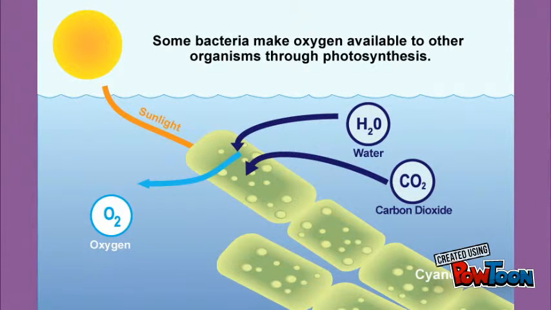Here's an example of how bacteria created the oxygenated atmosphere. It takes in H2O, CO2, and sunlight to release oxygen. This is photosynthesis in bacteria.